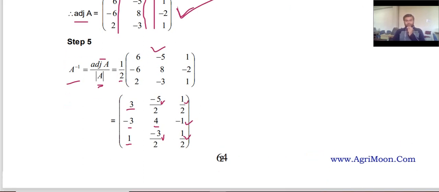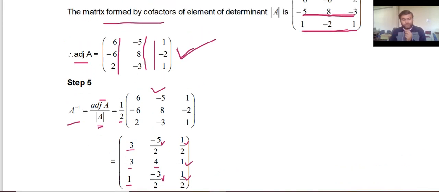So like this way we can find the inverse of the matrix. I think you are now aware of how to find the inverse of a matrix.